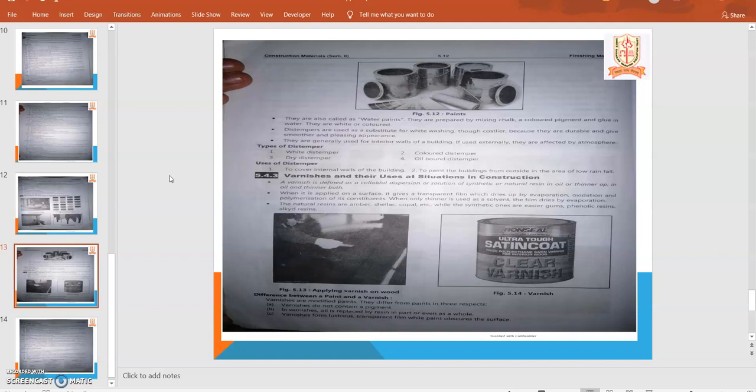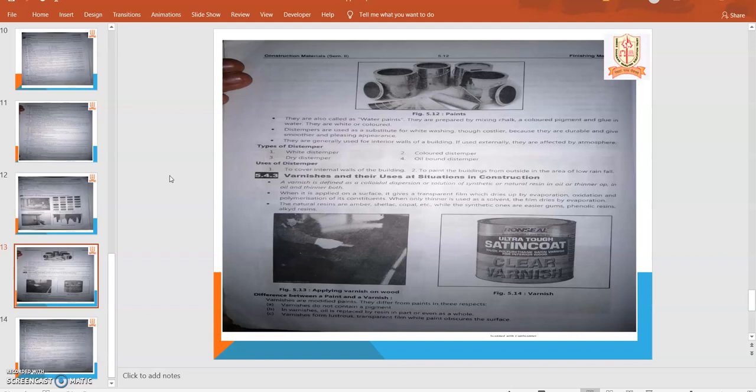So this is a costlier one because they are durable and give a smoother and pleasing appearance. They are generally used for the interior walls of the building. If used externally, they are affected by the atmosphere. Then types of distemper. First, white distempers, then colored distemper, then dry distemper and oil bound distemper.